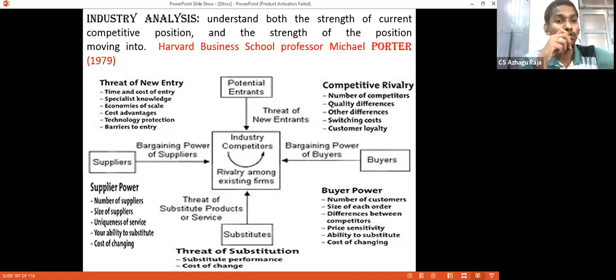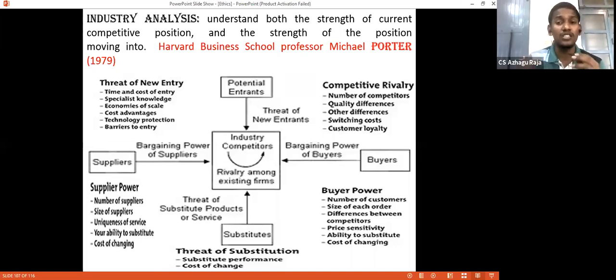So what are the things that we have to see in the threat of a new entry? Time and cost of entry, specialist knowledge, economies of scale, cost advantage, technology protection, barriers to entry. These are the important things that we should take into consideration. All the four factors together enforce industry competitors or rivalry among the existing firms. Every industry, every entrepreneur is trying to cope with these four factors. That is why there is rivalry among the industry, among the companies, among the entrepreneurs.